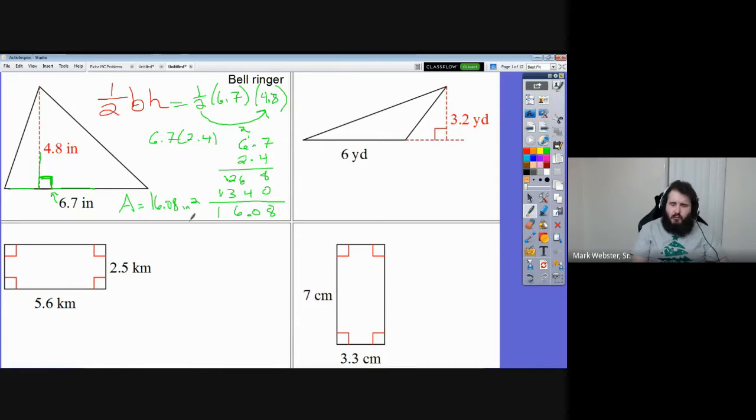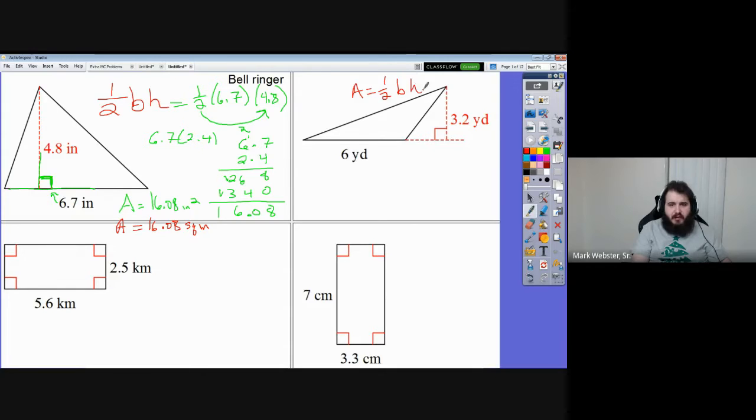I've seen it written like this, or I've seen it written instead of IN squared, I've seen SQIN, square inches. Either way, that's a choice that's up to you, but just be aware you might see that. You might see either of these. All right, let's do this one now. Same thing.